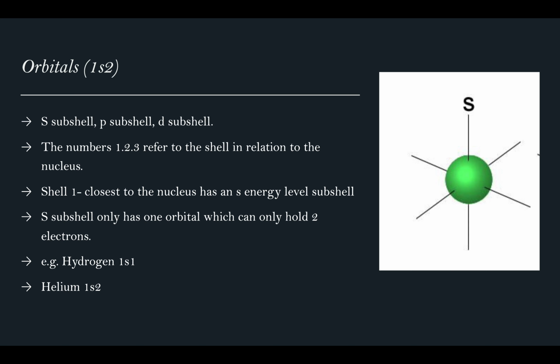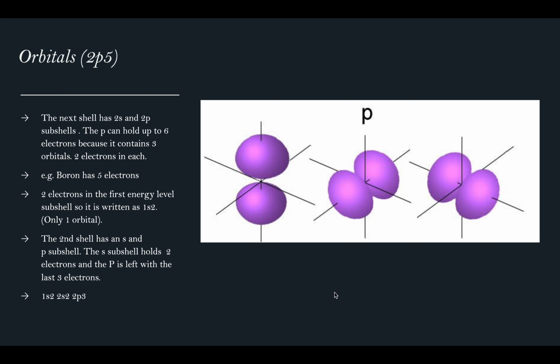So for example, hydrogen only has 1 electron, so you'd find that in the 1s subshell. And then we'd write the 1 for the number of electrons here. Helium has 2 electrons, so we'd find that in the 1s subshell with 2 electrons. The next shell, which we'd call 2, has a 2s and a 2p subshell, which is why the number 2 is there. The p can hold up to 6 electrons because it contains 3 orbitals, 2 electrons in each.